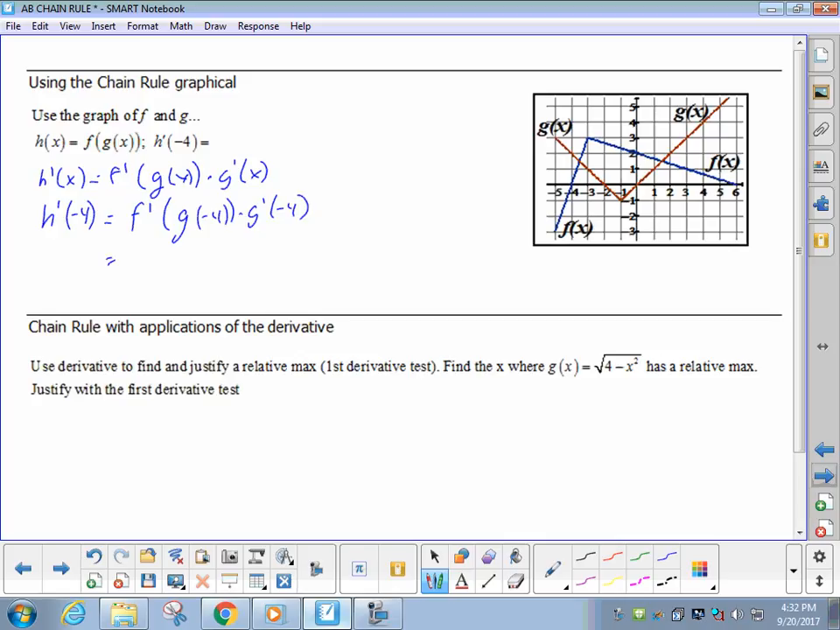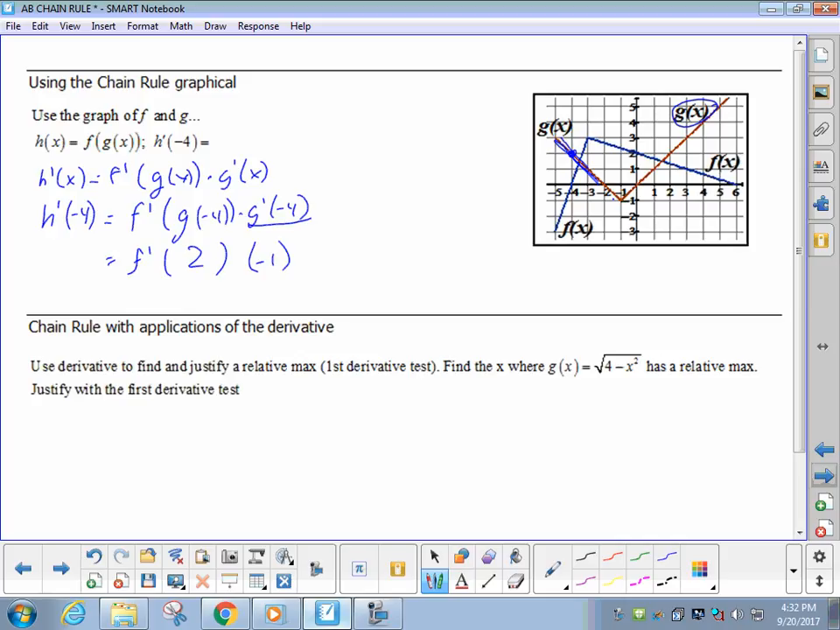Now, when I go to evaluate a function, I look for the y value. So g of negative 4: find the g graph. That's here. Negative 4 is 2. Now, when you evaluate the derivative at a point, you're saying the slope of the g graph at negative 4. If I look at negative 4 in the g graph, the slope there is negative 1.